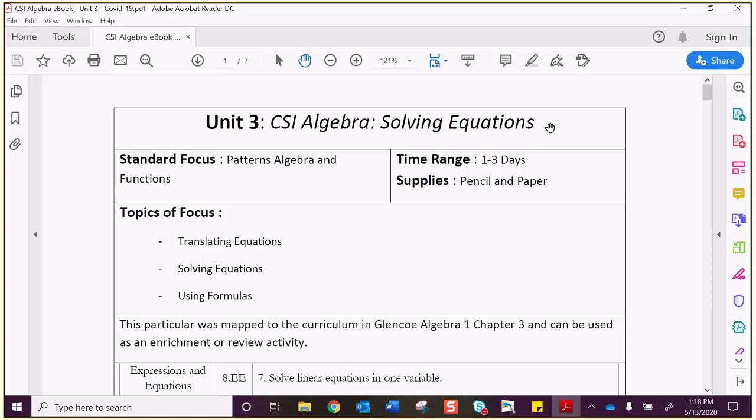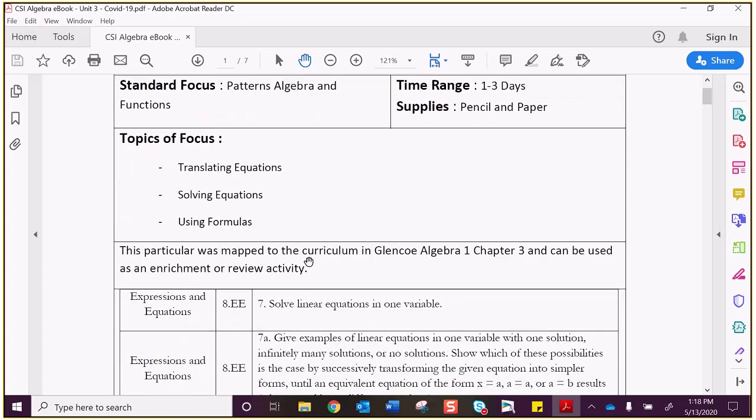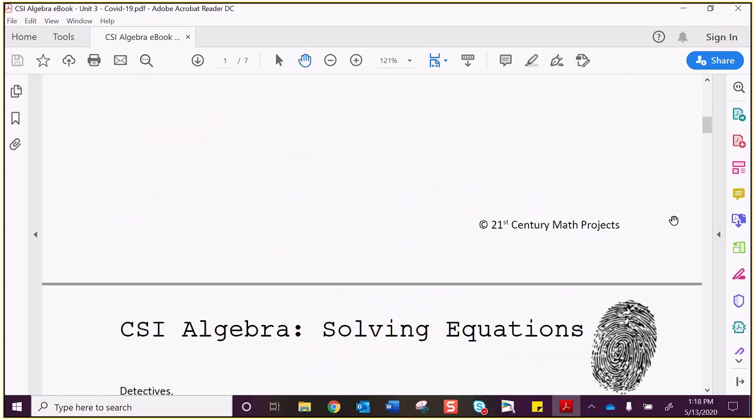So they've got 2 links here. The first link is a PDF. It's called CSI Algebra ebook Unit 3, and I have that pulled up here. So when you open that up, it looks like this. It's 7 pages long. This first page really is more for the teacher because it shows what some of the focuses are, how many days this should take, and what the standards are that get covered here. So the first page really isn't anything exciting.